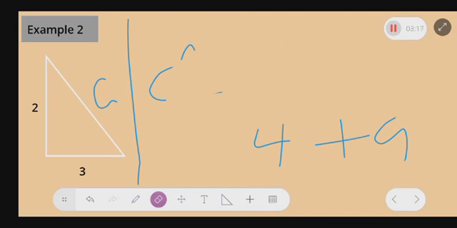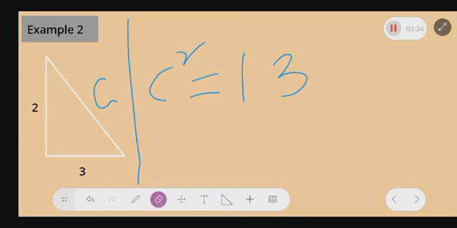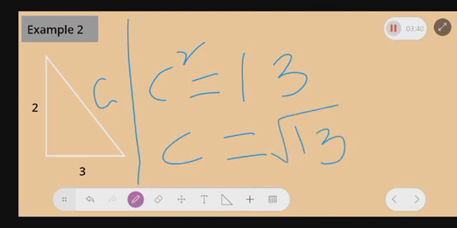is equal to 9 plus 4. 9 plus 4 is 13. And then from there, if we take the square root of both sides, we have that C is equal to the square root of 13. The square root of 13 is about 4 point something, 4.2 or 4.3 something.